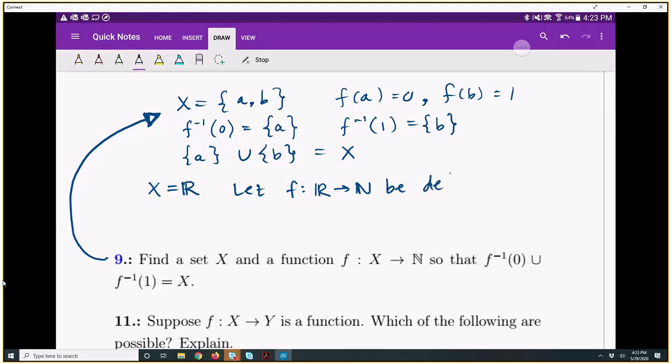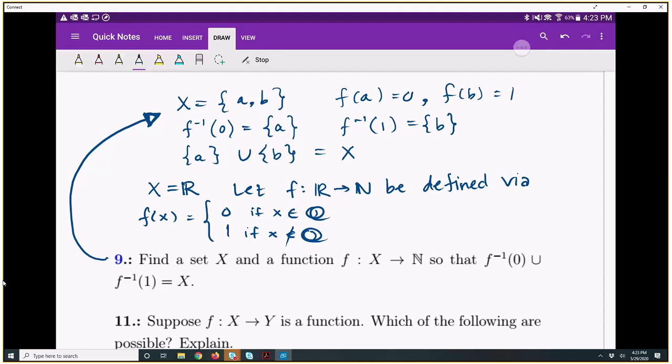Be defined via f of any real number x is 0 if x is a rational number, or 1 if x is not a rational number, if it's irrational. So that's 0 if x is rational, 1 if it's not.